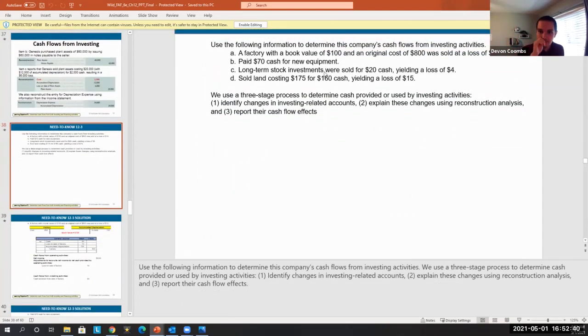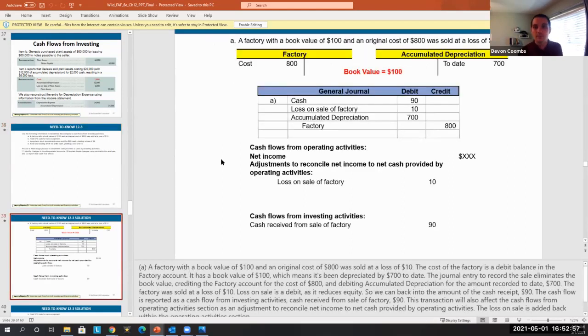To determine the cash flows from investing activities, what if we have a factory with a book value of 100, an original cost of 800, that was sold at a loss of $10. We paid $70 cash for new equipment. We have these long-term investments. We can kind of go through how all of them will look.